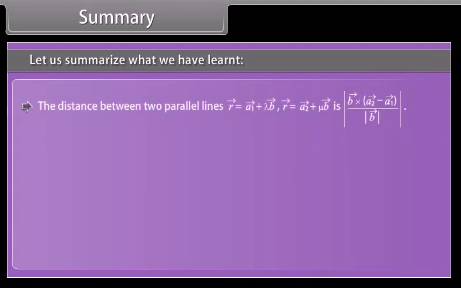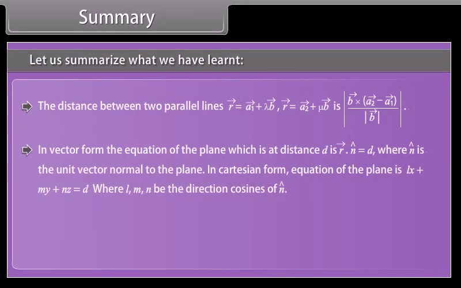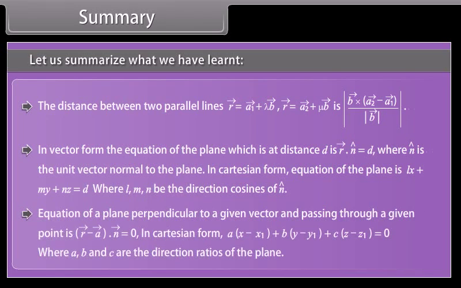The distance between two parallel lines is given by the formula. In vector form, the equation of the plane which is at distance d is given by the formula, where cap n is the unit vector normal to the plane. In Cartesian form, the equation of the plane is given by the formula, where l, m, n are the direction cosines of cap n. Equation of a plane perpendicular to a given vector and passing through a given point is, in Cartesian form, given by the formula, where a, b, and c are the direction ratios of the plane.